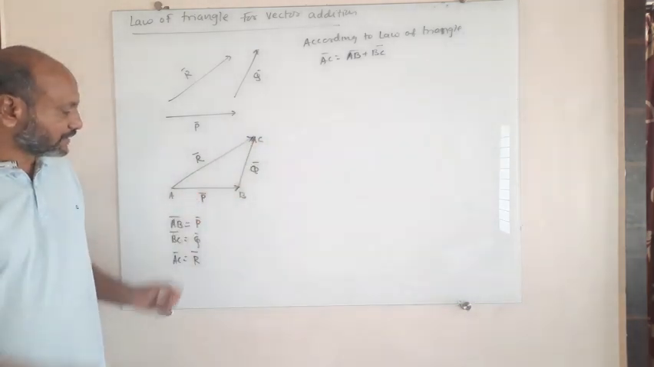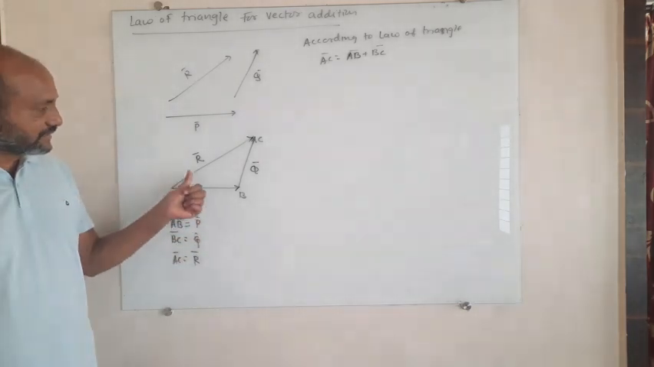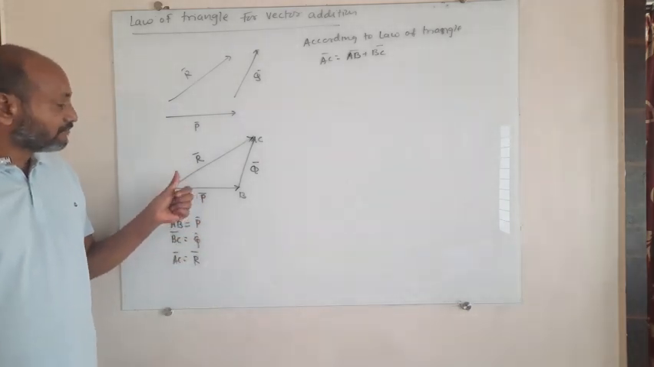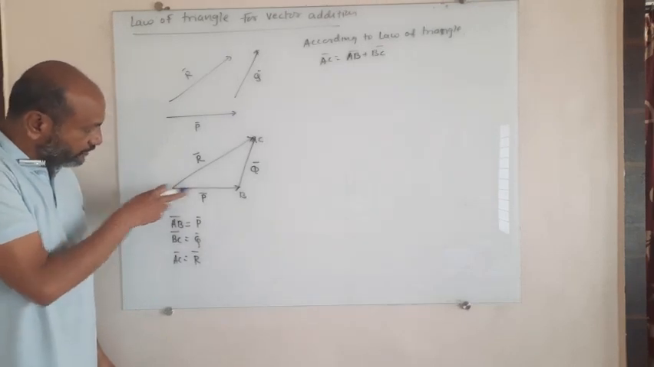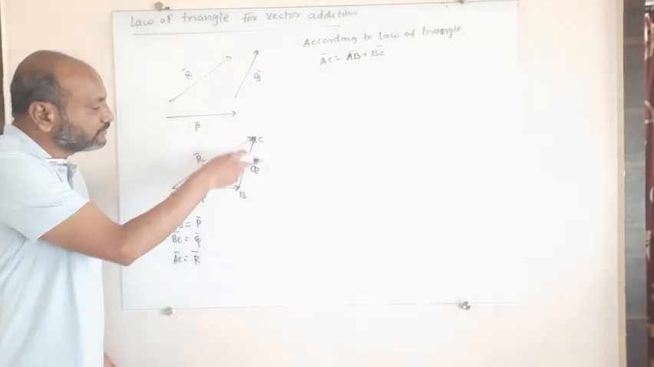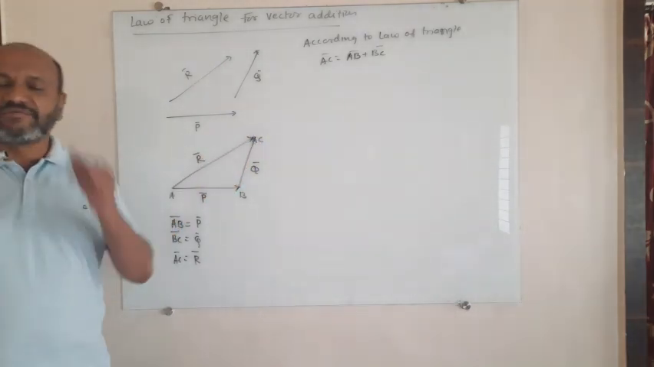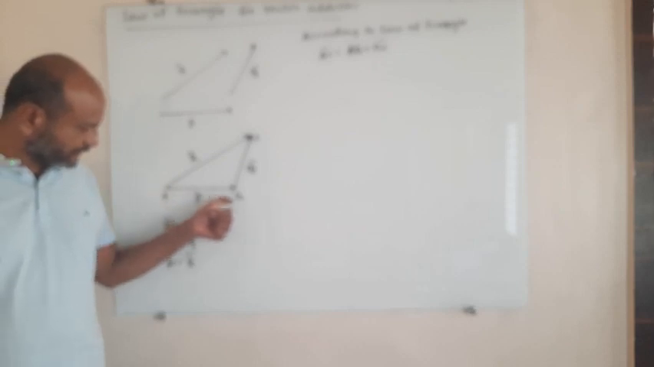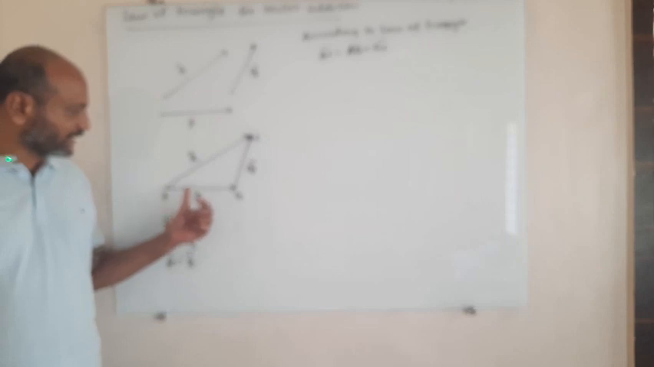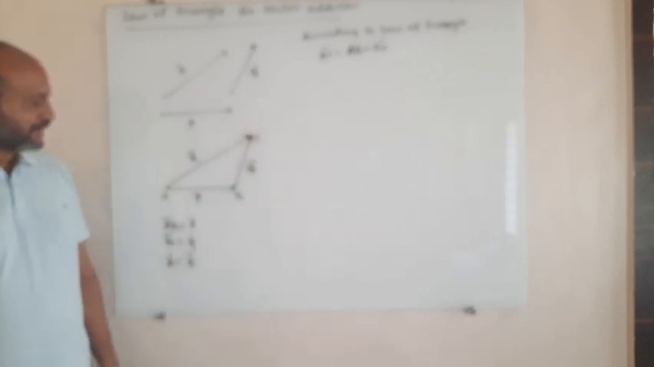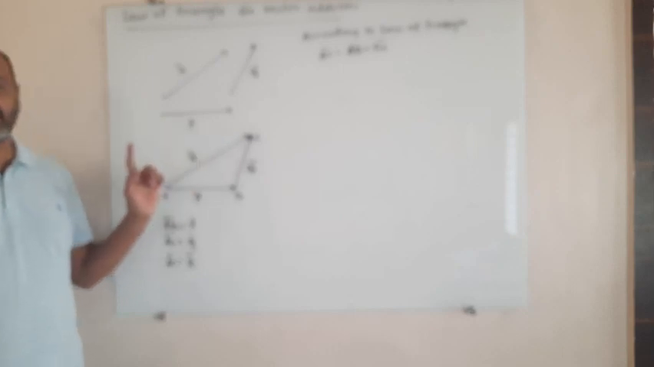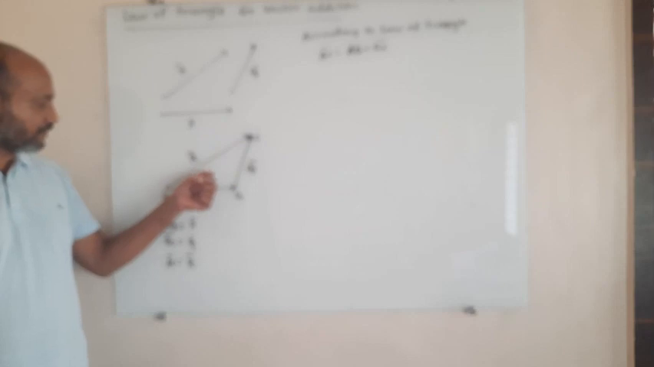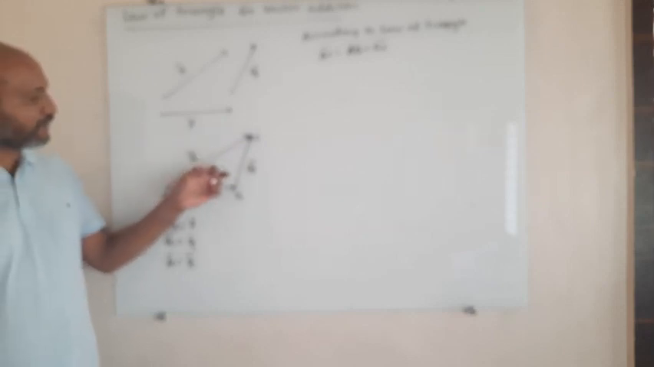If two vectors are represented in magnitude and direction by two sides of the triangle taken in order, that is AB, BC, then the resultant is represented in magnitude and direction by the remaining side of the triangle, drawn from the starting point of the first vector to the end point of the second vector. This is the statement of the law of triangle. Once again, the remaining side of the triangle means AC, drawn from starting point A to end point of the second vector, C.